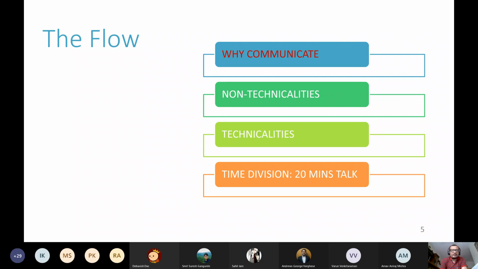For this presentation, I'll be talking about four different points: why to communicate, then non-technicalities, technicalities, and how to plan your talk, assuming you are giving a talk for 20 minutes. Every time I finish one of these key points, I will jump to the flow slide and say, okay, now next I will be talking about non-technicalities or technicalities. This helps the audience know where the speaker currently is.